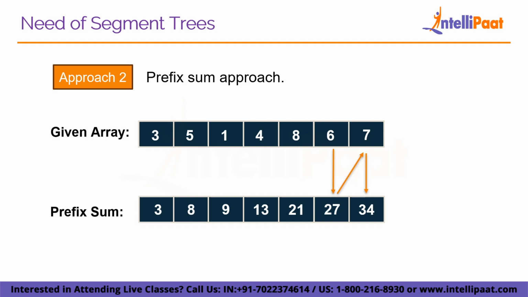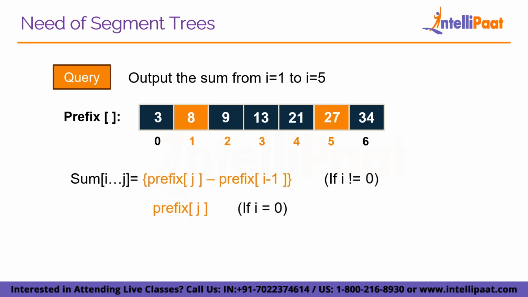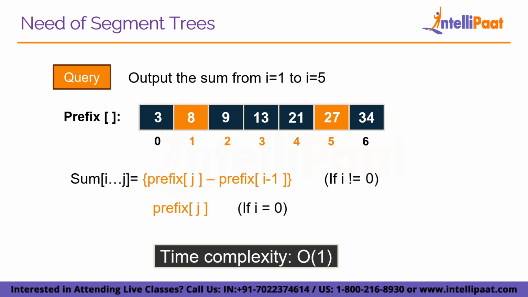So here we can see that the prefix sum array contains the elements 3, 8, 9, 13, 21, 27 and 34. If we have to find the sum of elements between index i equal to 1 and j equal to 5, then simply subtract the element at index i minus 1 from the element at index 5. So, in general, you can remember sum is equal to prefix at index j minus prefix at index i minus 1, if i is not equal to 0. But in case i is equal to 0, then sum is equal to prefix at index j. So, what do you think is the time complexity for this approach? It is order of 1.